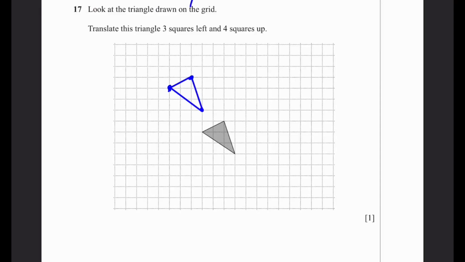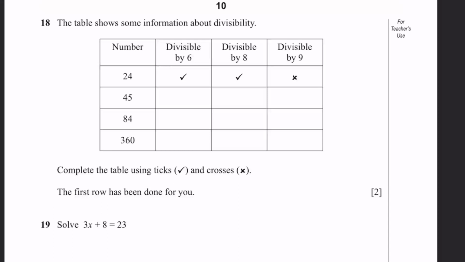So this is the answer. Question 18. The table shows some information about divisibility. Complete the table using ticks and crosses. The first one has been done for you.